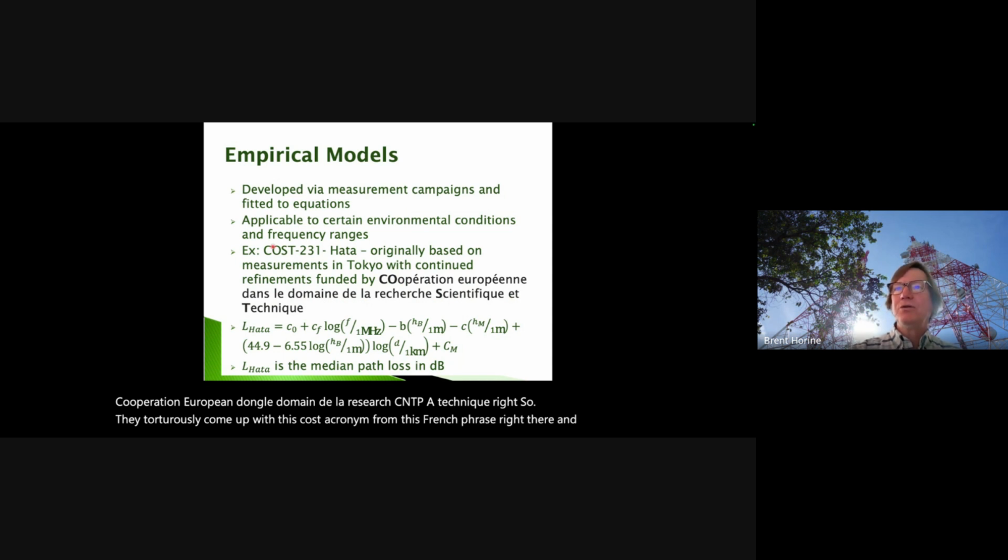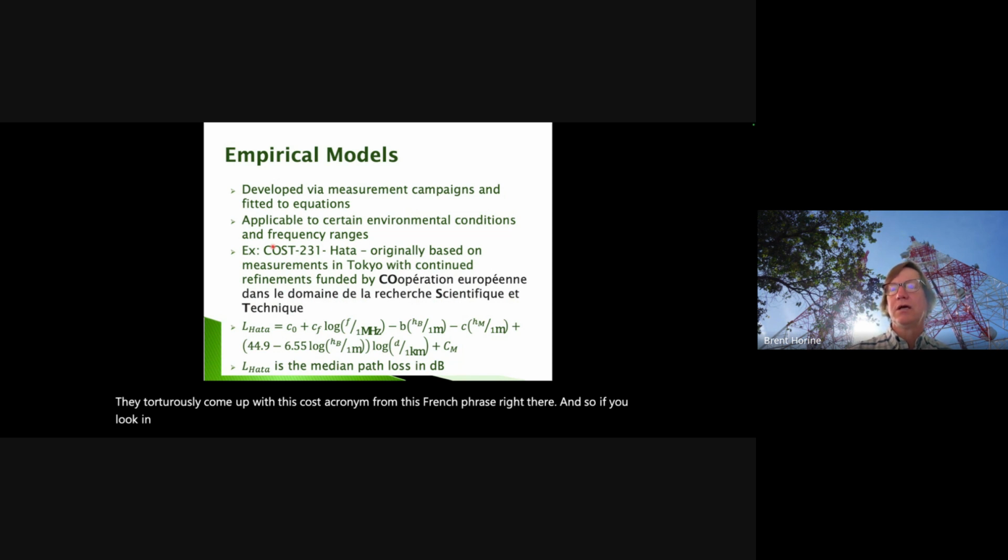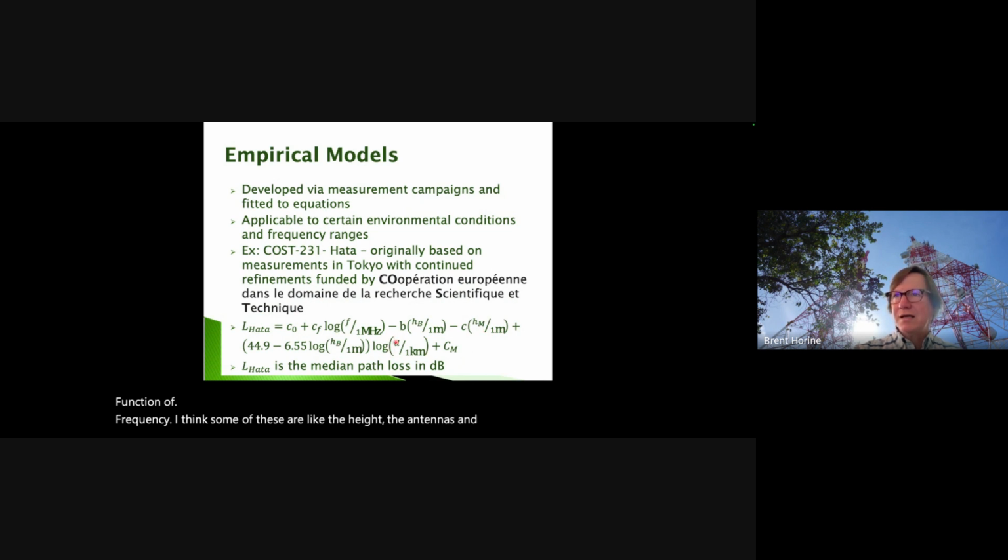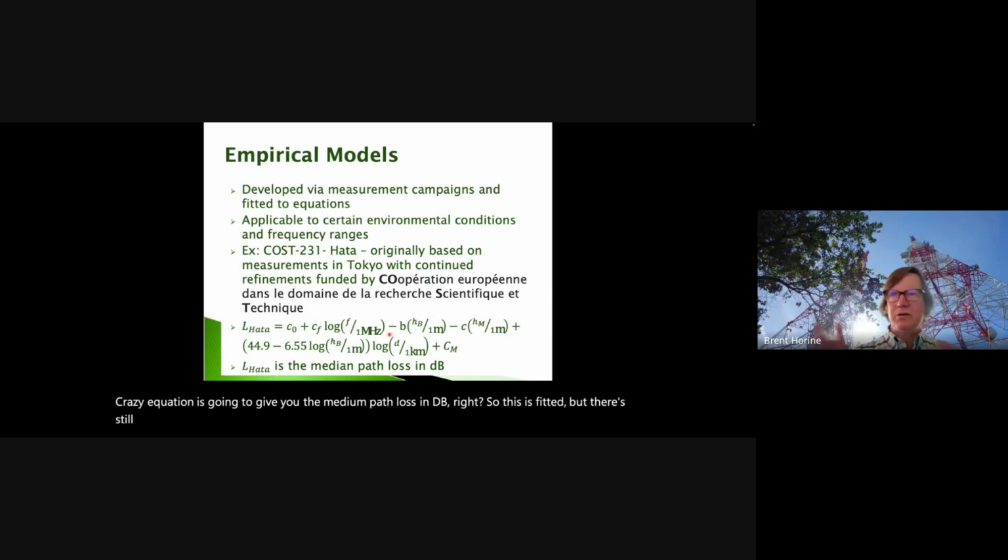And so if you look in communication literature or standards in particular, a standard might reference the COST 231 Hata model, which is down here. It's a crazy, scary equation, but it's just some coefficients here, a function of frequency. I think some of these are like the height of the antennas and distance, and there's a distance right there. But ultimately, this crazy equation is going to give you the median path loss in dB. Right, so this is fitted, but there's still some parameters that you adapt to a particular application.